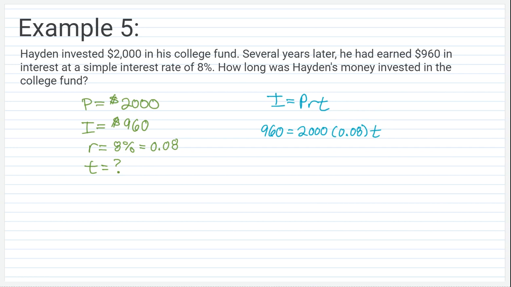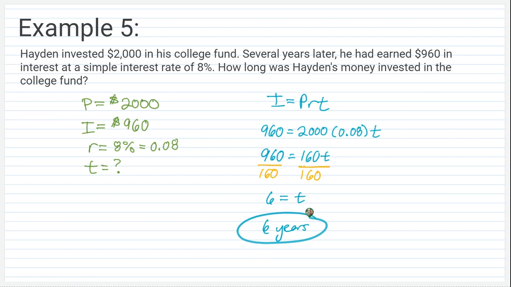So with this equation here, we're going to multiply what we can over here on the right-hand side of our equation. So 2,000 times 8/100ths, and that's going to be 160. So we're going to have 960 equal to 160t. And now we have this one-step equation that we need to solve by dividing both sides by 160. So 960 divided by 160 is going to give us an answer of 6 for the value of t. So how long was Hayden's money invested in the college fund? We're going to say 6 years. And that's it for this question.